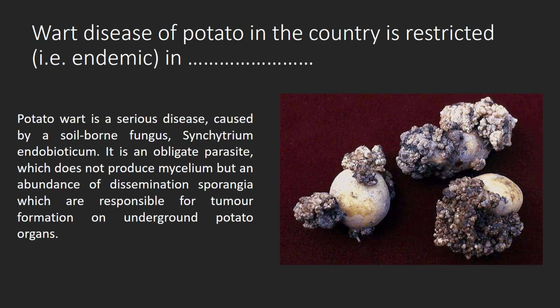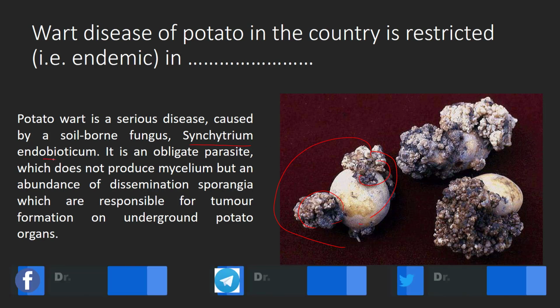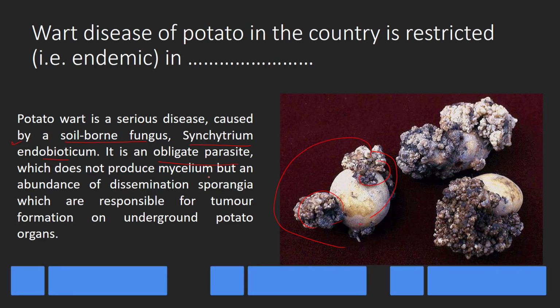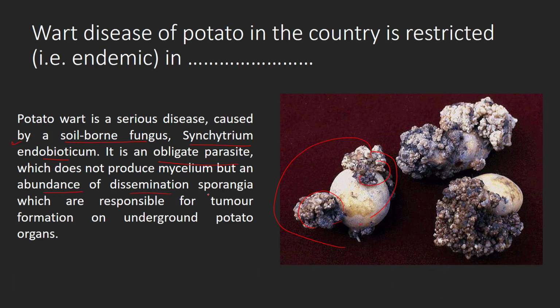So here you can see the symptoms of the wart disease, how the outgrowths happen over our potato. It is caused by Synchytrium endobioticum, a soil-borne fungus, and this is an obligate parasite. It does not produce mycelium, but an abundance of sporangia, which are responsible for the tumor. Because of that, you may see tumor outgrowths on the tuber, and this happens below the ground where the tubers form.